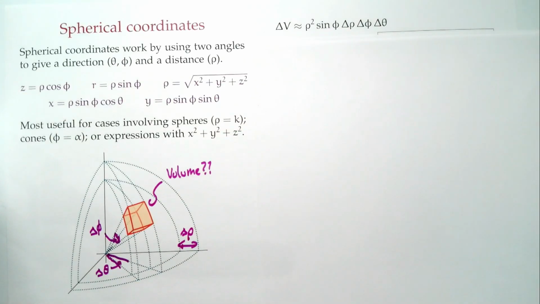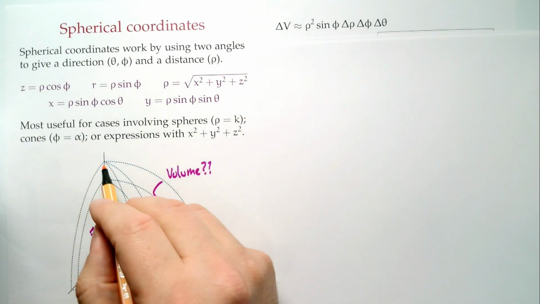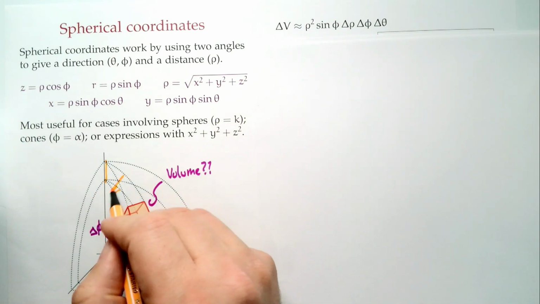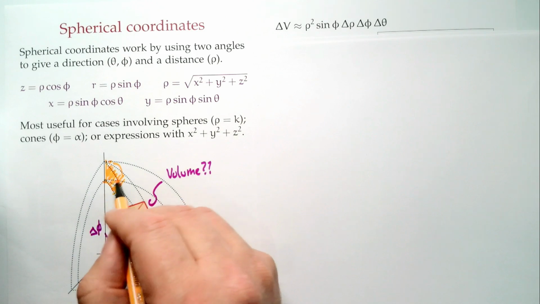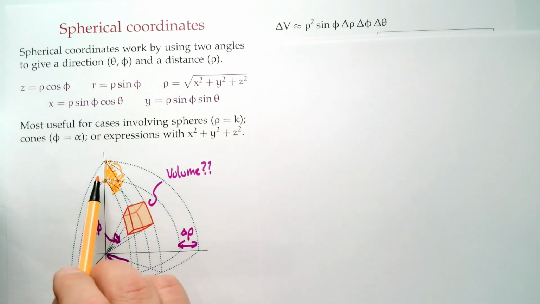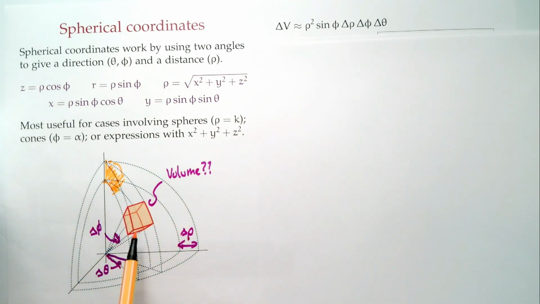Now, if phi is small, am I near the z-axis or far from the z-axis? You're near it, because phi is how far I come off the z-axis. So if phi is small, I would be up here. That's where my wedge would be. And you'll notice that when phi is small, the wedge is pretty small. It gets big as it goes down.